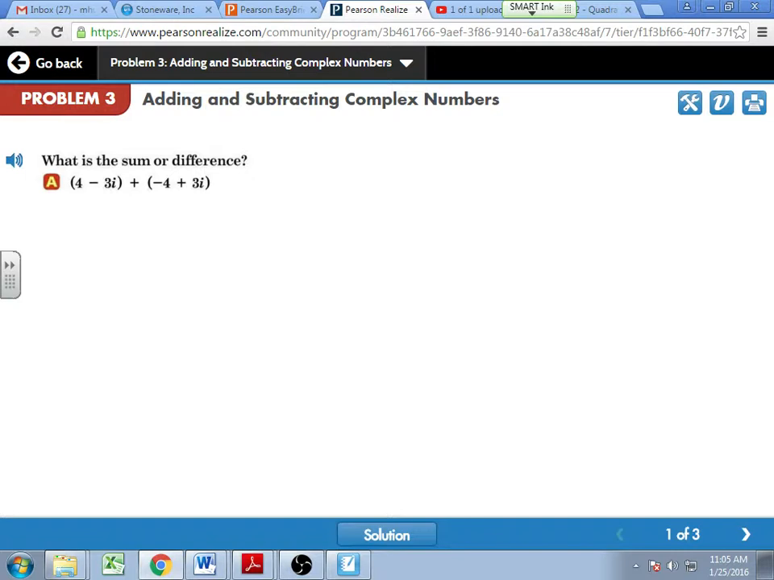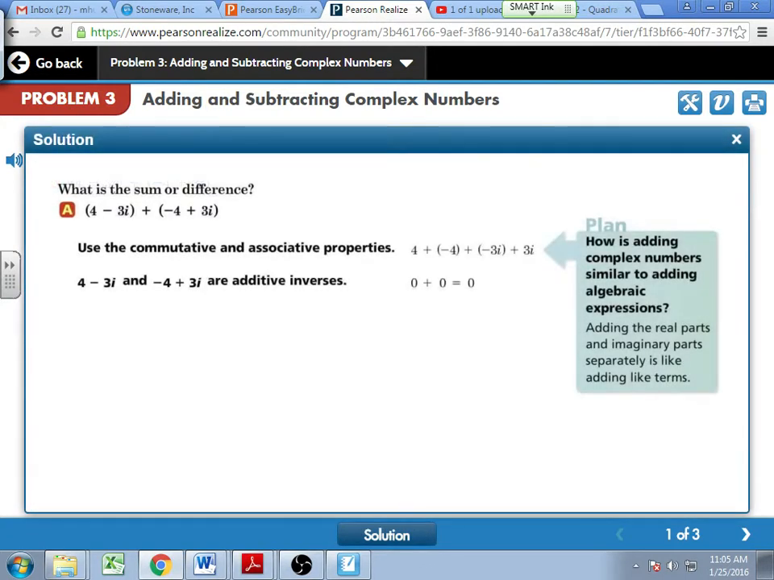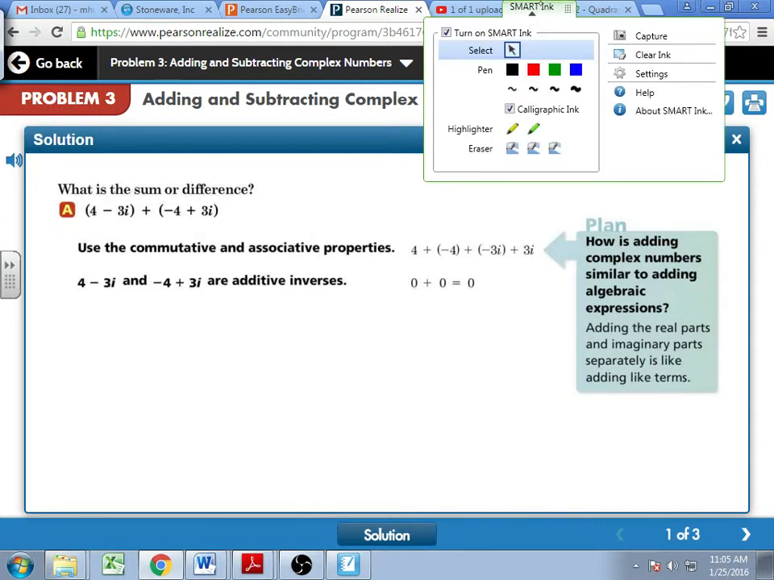When we add or subtract, all you're doing is combining like terms. I believe this one's also done out on your paper. No, it's not? Well, here's the solution then. You have a 4 and a negative 4. Those are additive inverses. You have a negative 3i and a positive 3i, also additive inverses. So here the sum is actually nothing. That's not how it's always going to work. They just gave you a really easy one to start.